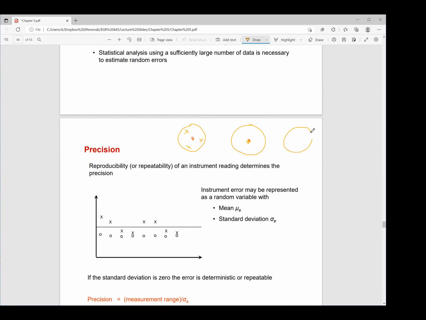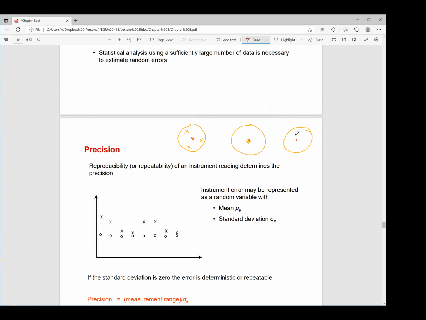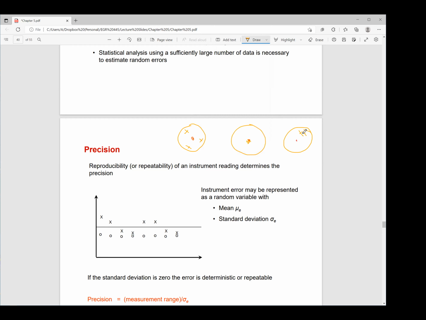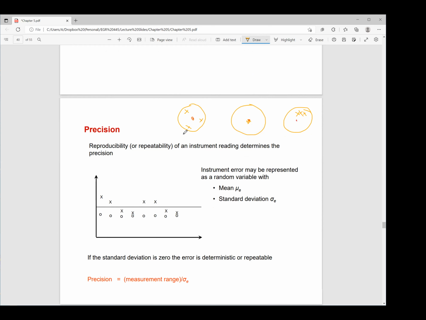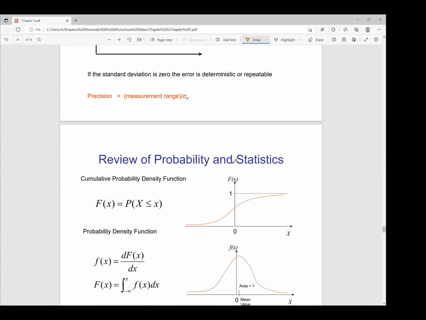And basically, if this is the bullseye and you are hitting over here, this is precise but not accurate because you are close. This is the closeness of repeatability or closeness of measurement. This is repeatable, but this is not accurate. This is repeatable and accurate, and this is neither repeatable nor accurate. So that's why you have this probabilistic analysis when you are going to look at the stochastic errors.